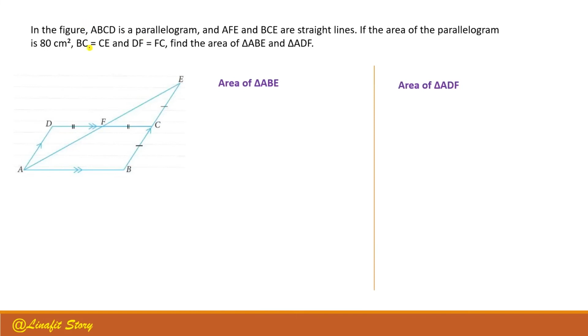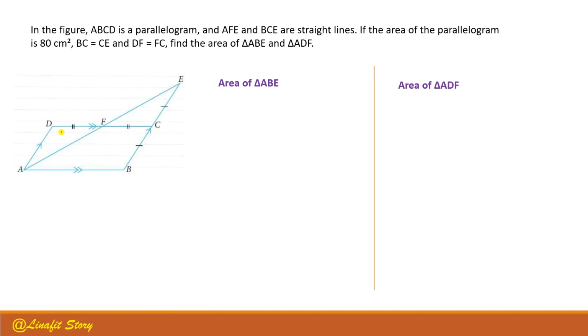In the figure, ABCD is a parallelogram and AFE and BCE are straight lines. If the area of the parallelogram is 80 square cm, BC is equal to CE and DF is equal to FC, find the area of triangle ABE and area of triangle ADF.